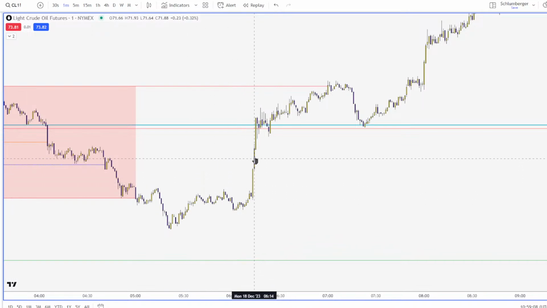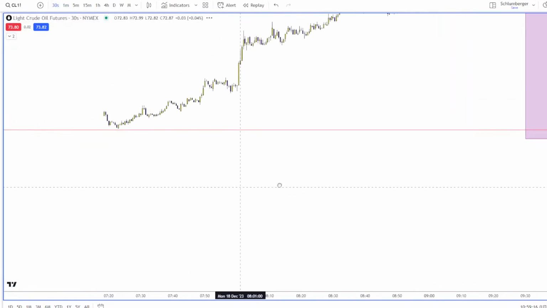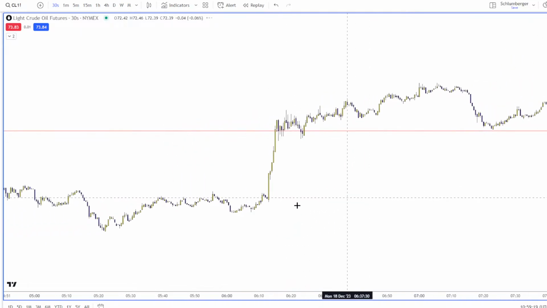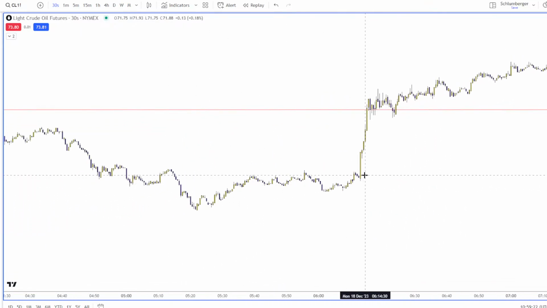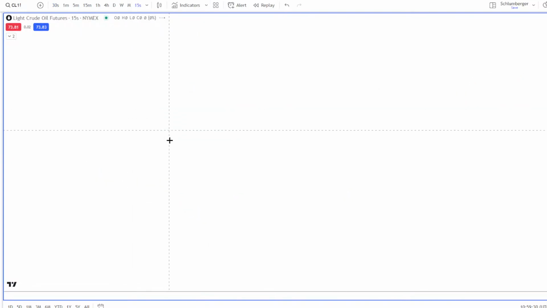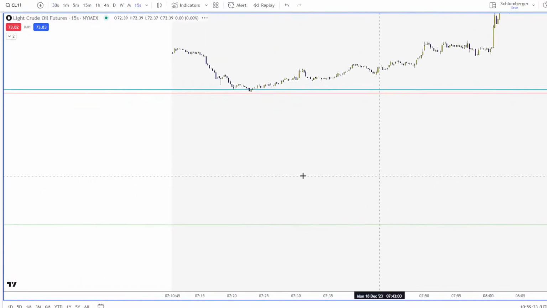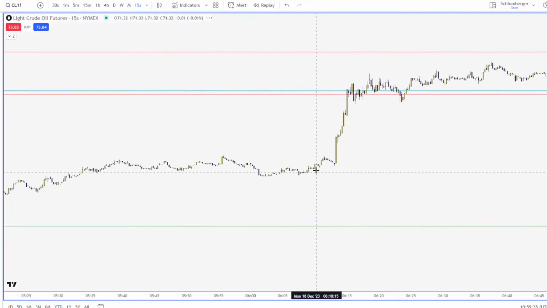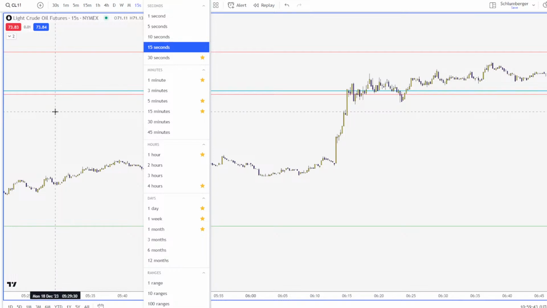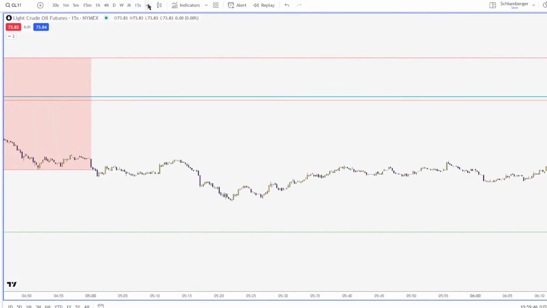So that's the impulse leg, right? Let's go to 6:13. 30-second chart, 6:13. There's your impulse leg. Now that's 30 second. Let's go to a 15 second. I'll slowly start chopping it down so that you guys can see it. 6:13. There's your impulse leg. 5 second chart. I'll make sure this is moved over a bit more. 5 second chart.